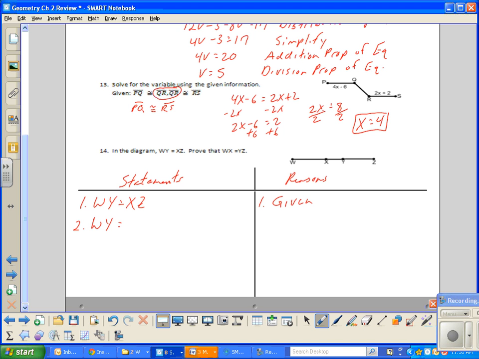So WY is made up of WX plus XY, and XZ is made up of XY plus YZ, which is the segment addition postulate.